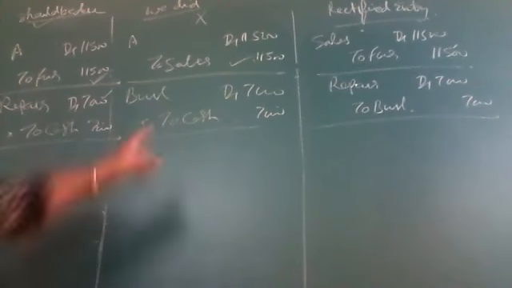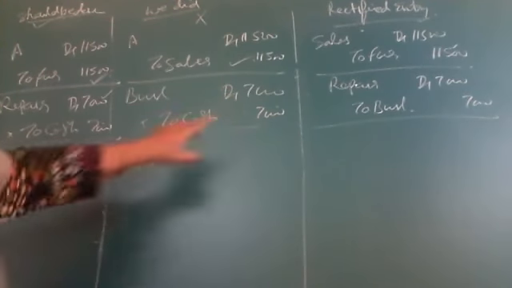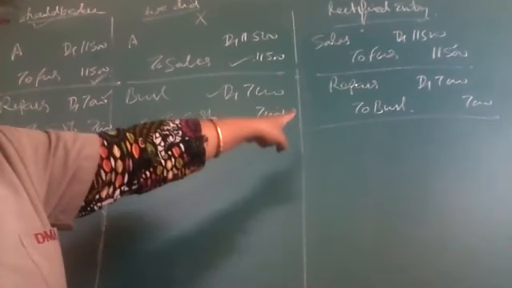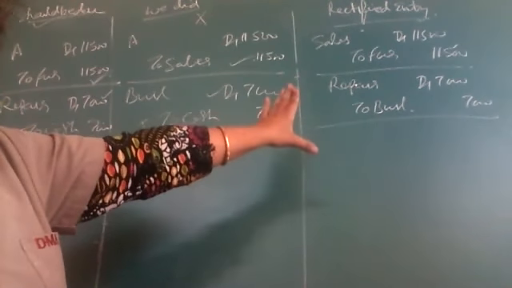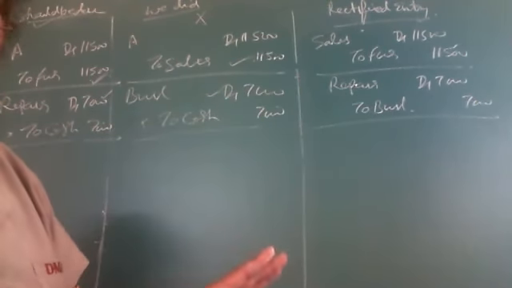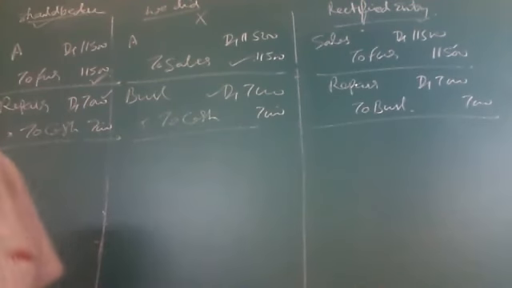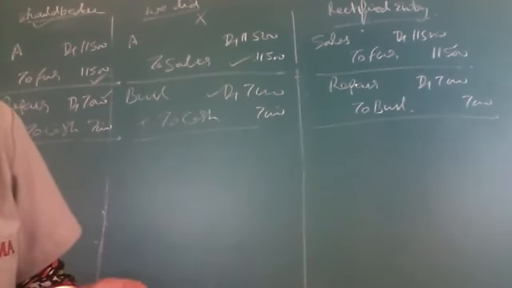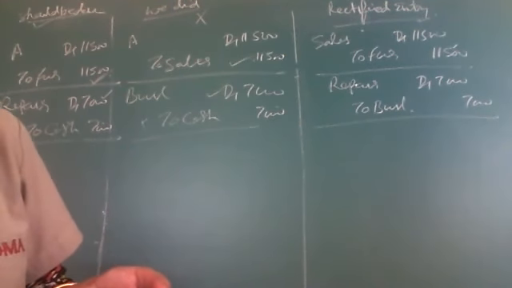Okay. I hope you all understand. This is rectified, and see, the rectified entry has balanced itself. We have not done any effort. Is it clear? Now, one more we will see.